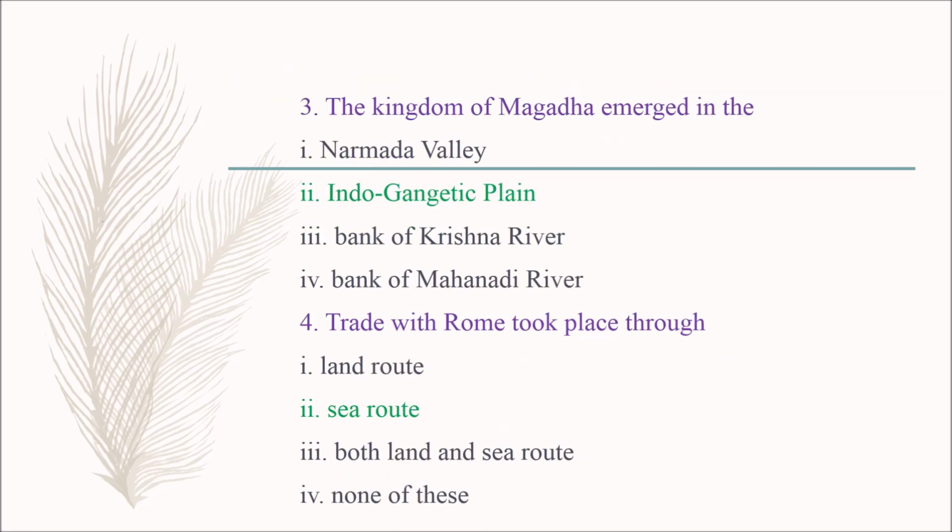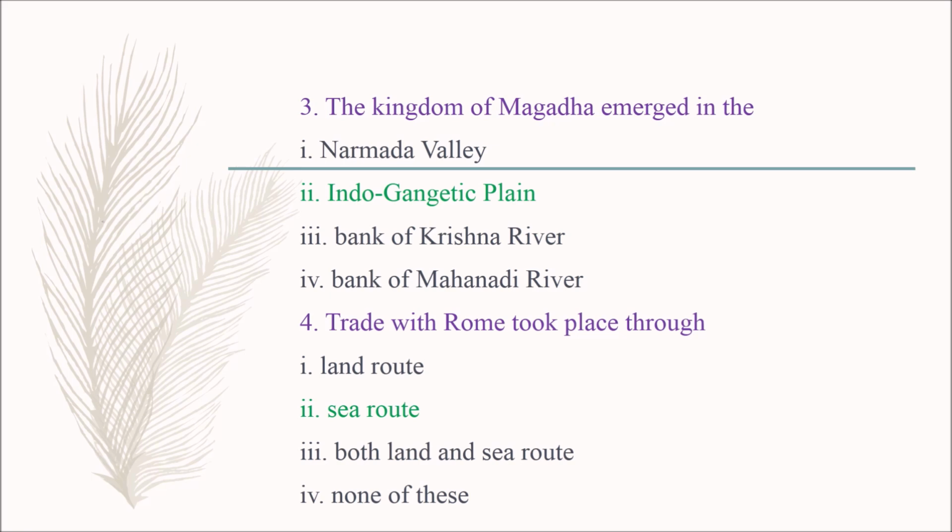Question number 3. The kingdom of Magadha emerged in the. Here emerged means appeared. Option 1, Narmada Valley. Option 2, Indo-Gangetic Plain. Option 3, bank of Krishna River. Option 4, bank of Mahanadi River. So the answer is option 2, Indo-Gangetic Plain.